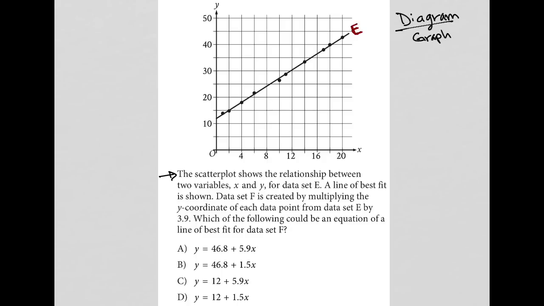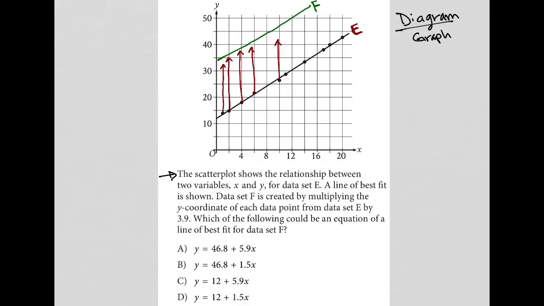So the question says data set F is created by multiplying the y coordinate of each data point from data set E by 3.9. So we would take every single one of these points and multiply them by 3.9, which would shift up this graph, right? It would shift up by a factor of 3.9. And then whatever we got, this is just a representation of it, doesn't mean it's accurate. That green line would be my F, right? Whatever that looks like. Okay.